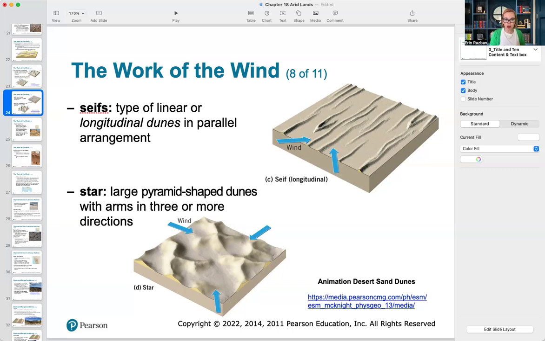Last we have star dunes. These are pyramid-shaped dunes with arms radiating in multiple directions. These giant dunes form in areas with variable wind directions. The Grand Erg Oriental in Algeria contains stunning examples rising over 300 meters high.